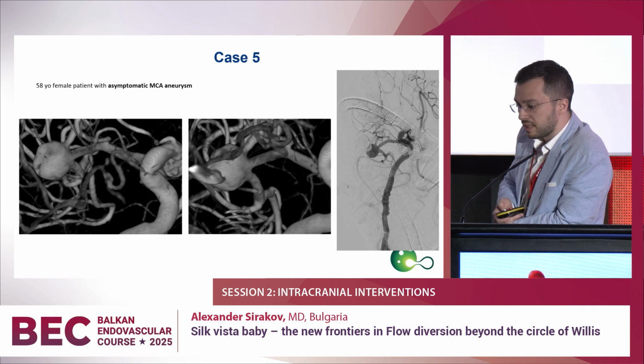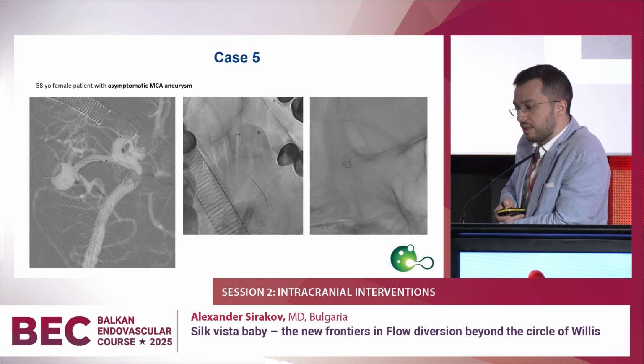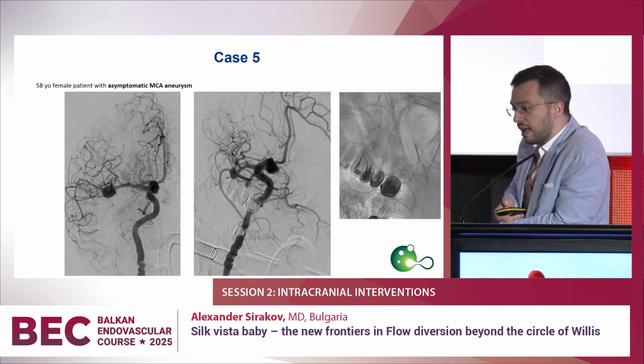Another asymptomatic MCA aneurysm that we consider technically challenging, of course, extending and wide-standing on PCONUS devices. WEBs can be the solution here. However, we proceeded with the Silk Vista Baby, covering the lower branch and the neck and ending up in proximal M1. And you can see the end result. That is 1 month later.